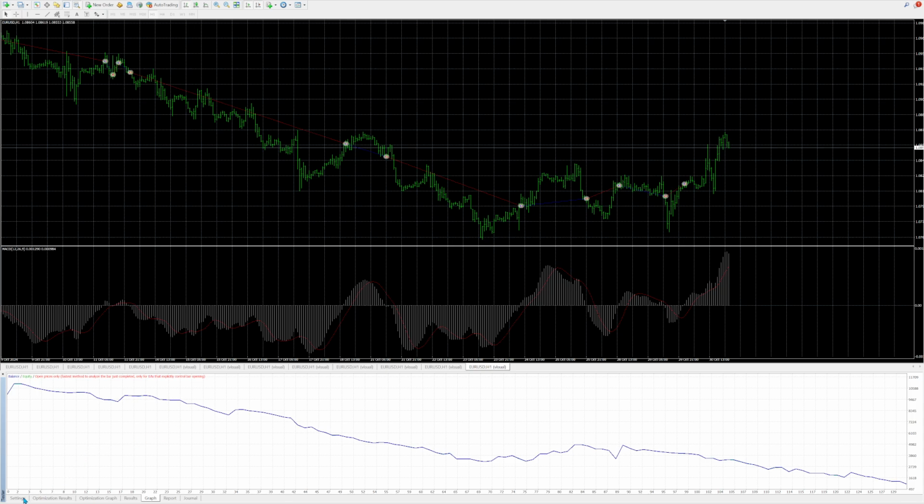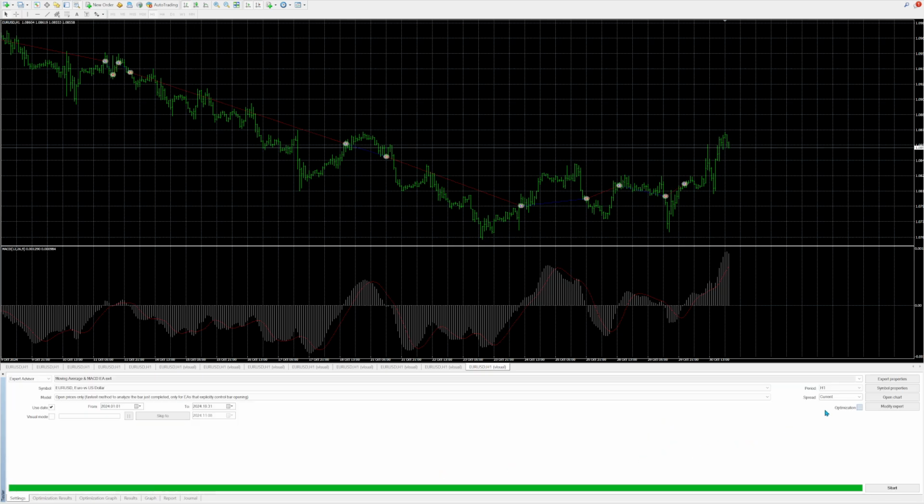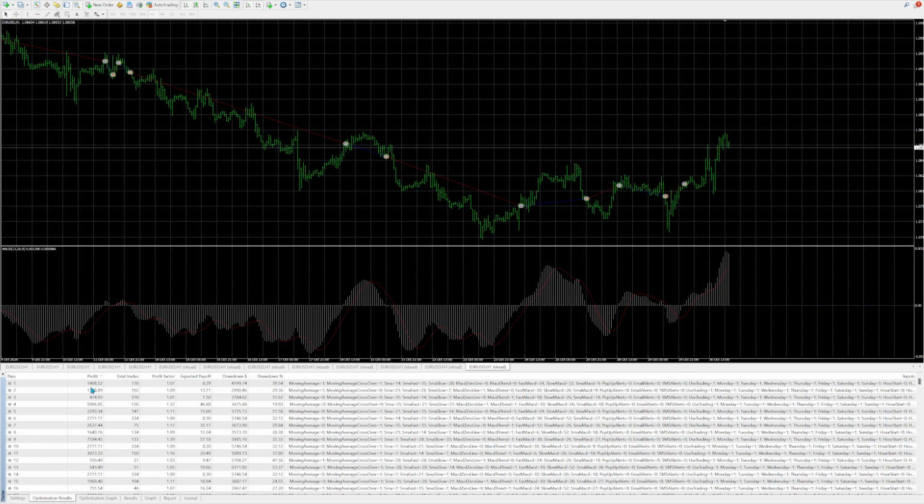And why is that? That is because we optimize the settings only for a particular data set. Okay, so what some developers will do is they'll optimize over, say, 5 years, get good settings, package it up and sell it as the best EA ever made, when in fact they've just curve fitted the settings to a particular historical data.